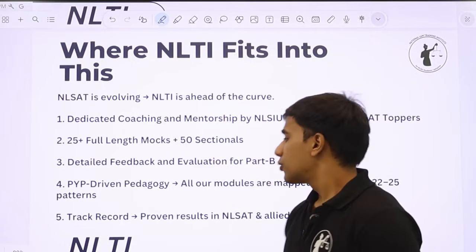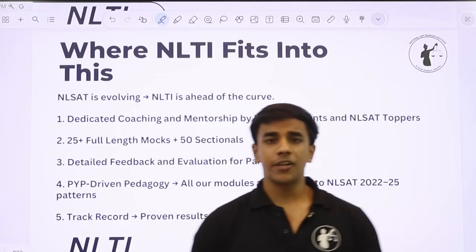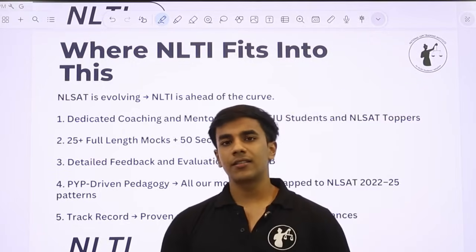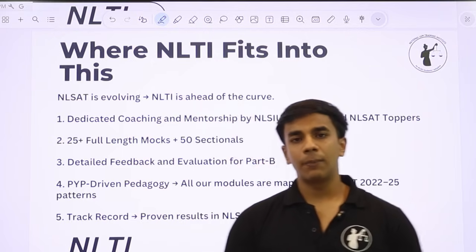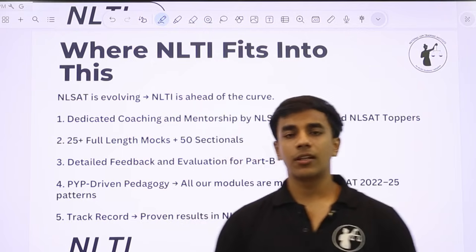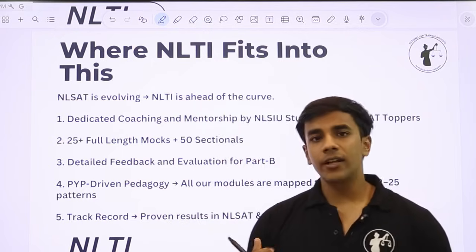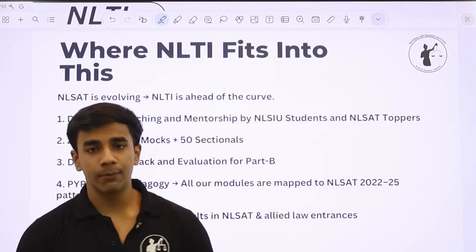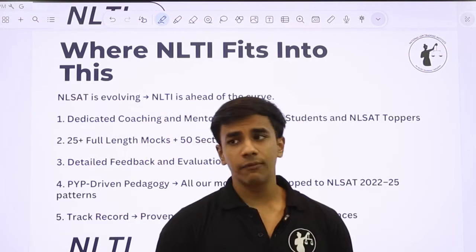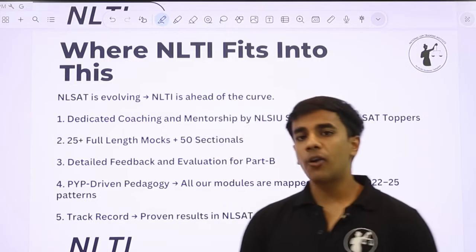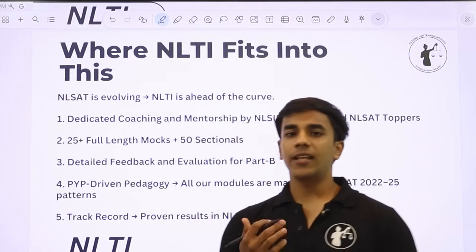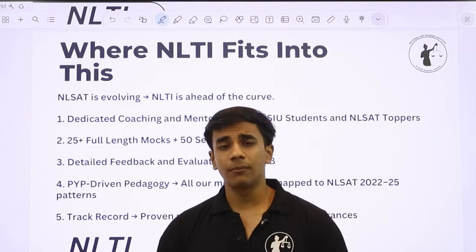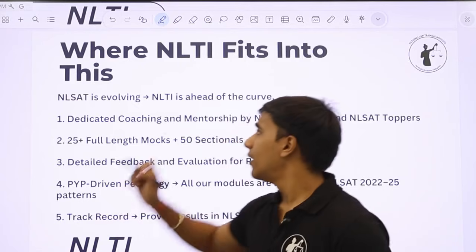So that was it from today's session. We have decoded the last 3 years NLSAT paper pattern, the previous year papers for the last 3-4 years. And now where does NLTI fit into this? We know part A is important, we know part B is important, we know mocks are important, we also know GK is important. So how can NLTI help you in this? How can NLTI improve your chances of cracking NLSAT?